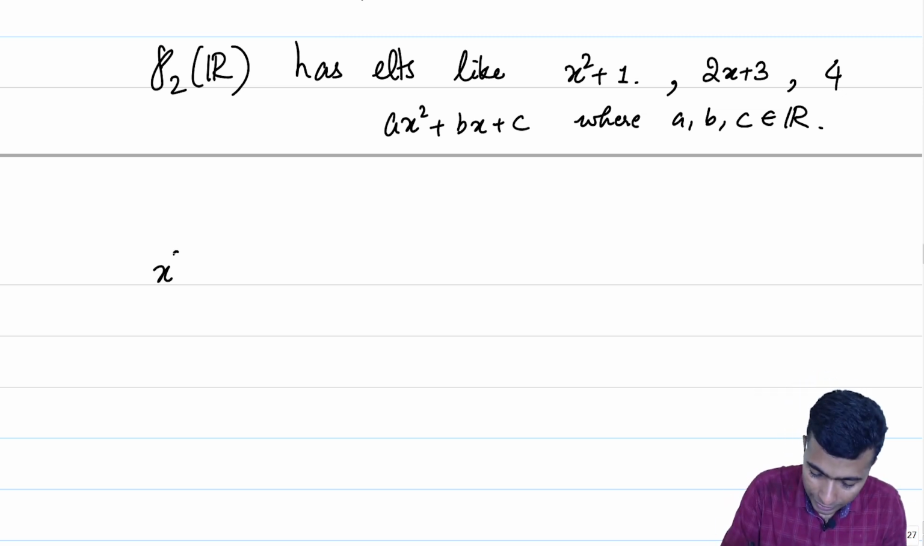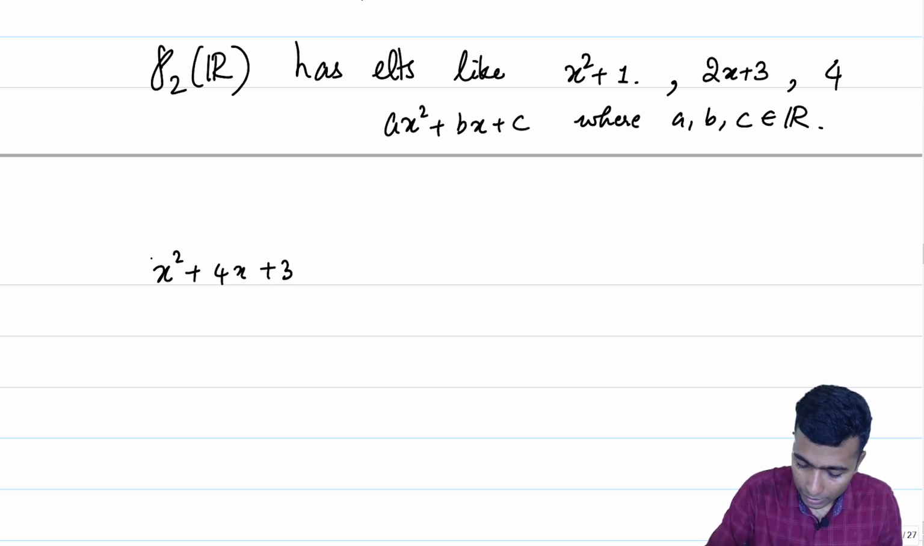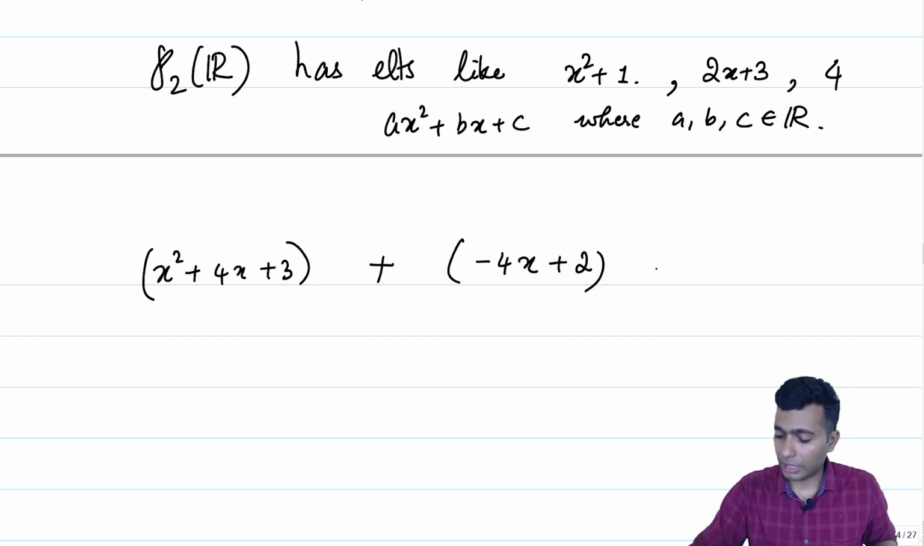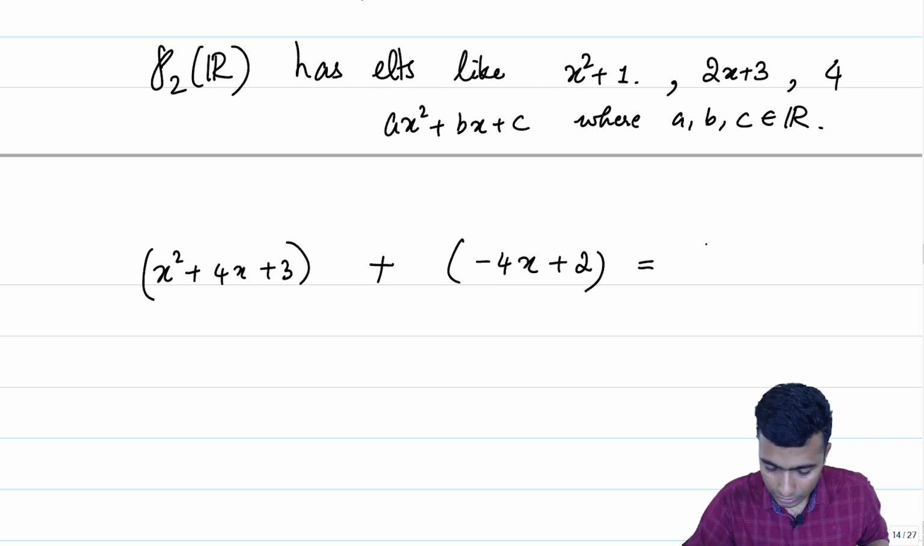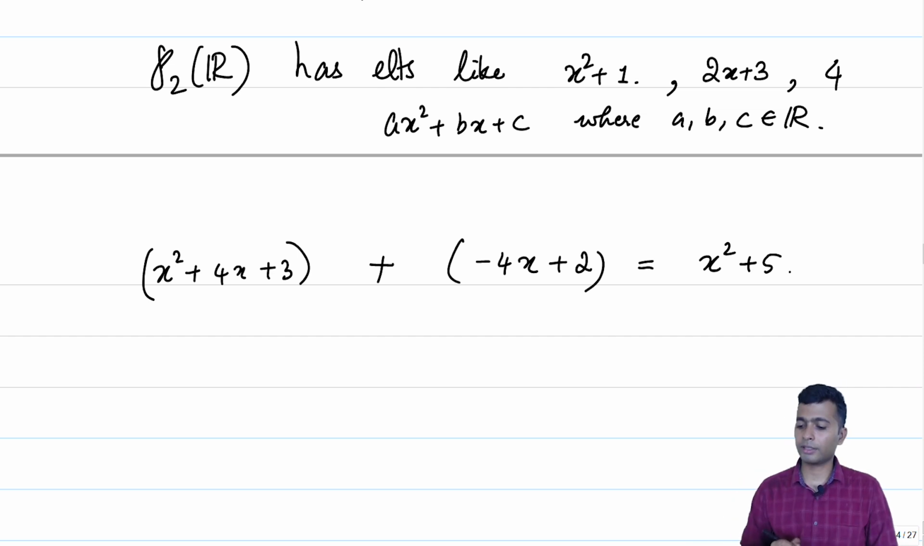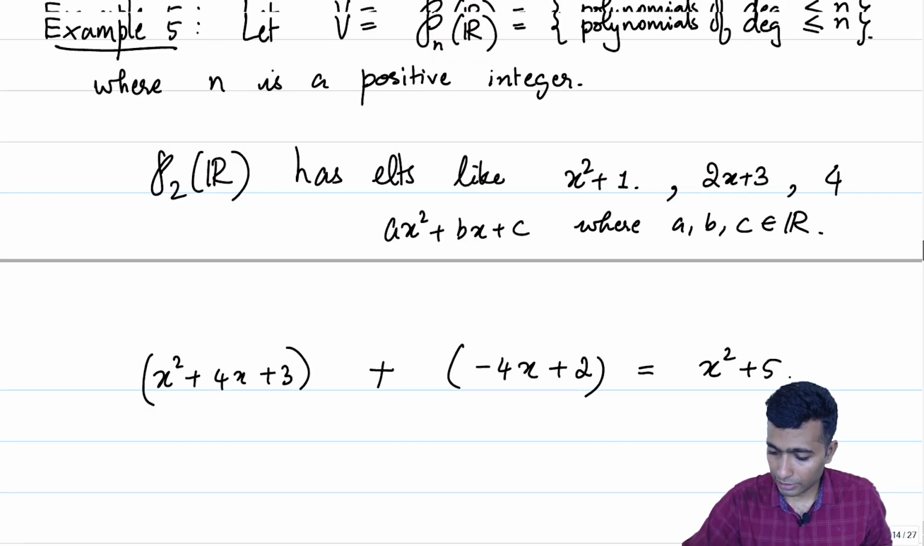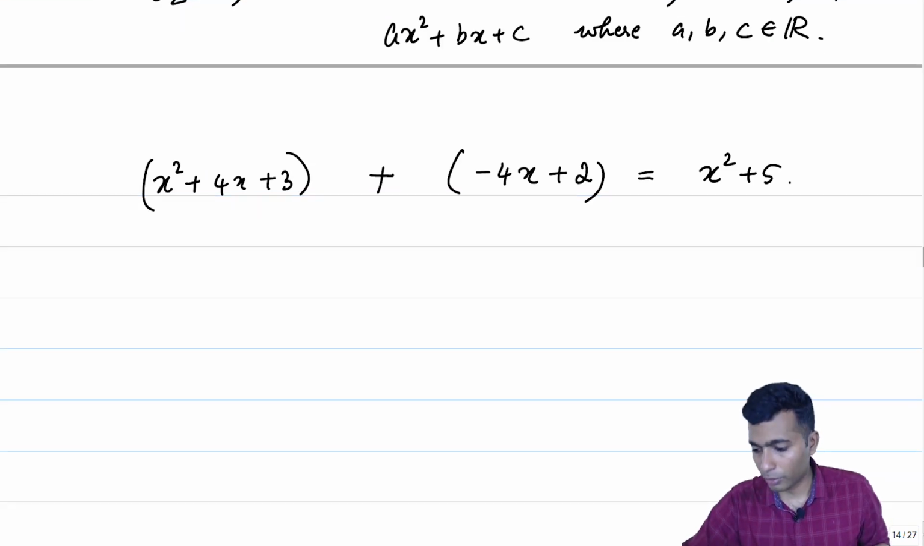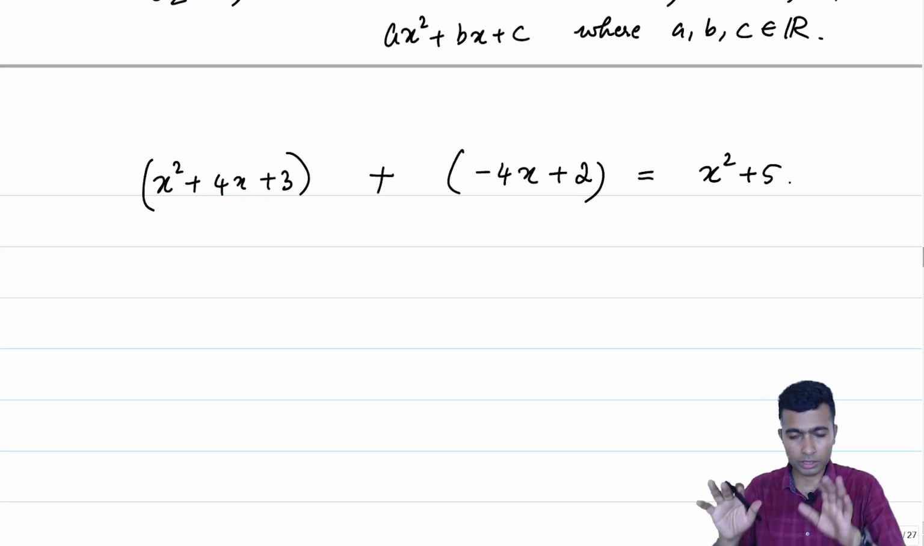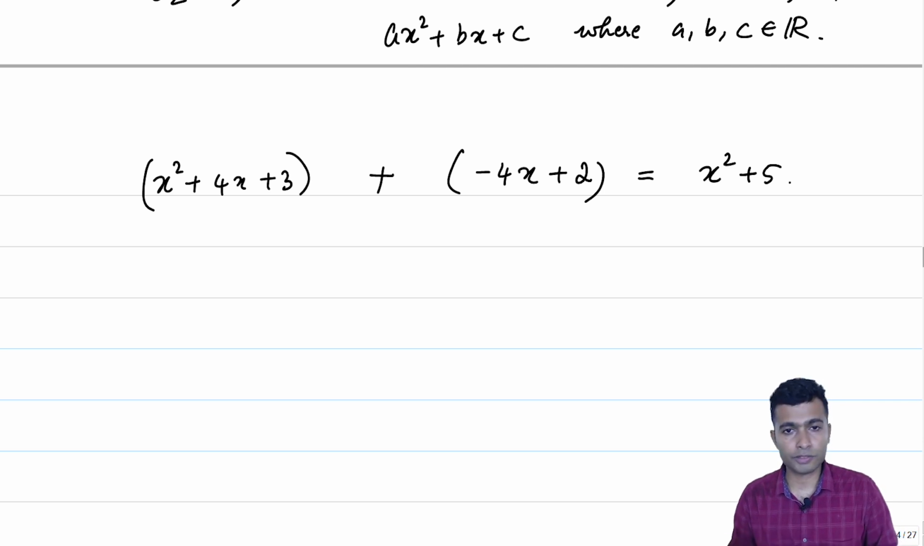For example, if I say x square plus 4x plus 3 and I am to add it to minus 4x plus 2, we know by basic algebra that this is going to be x square plus 5, right. So, the addition is exactly generalizing this, or rather putting it in a more formal framework, this exact vector addition which we are familiar with.